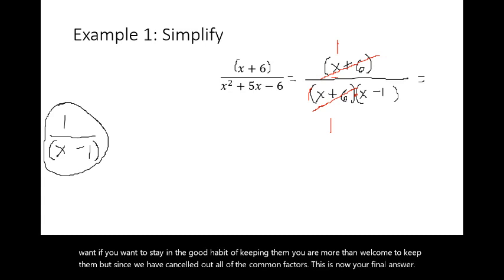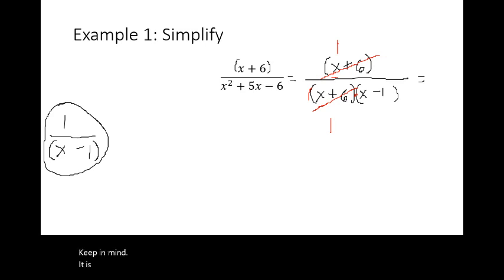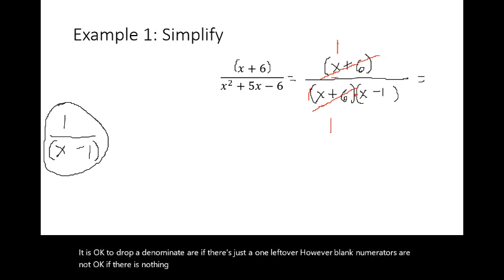Keep in mind, it is okay to drop a denominator if there's just a 1 left over. However, blank numerators are not okay. If there is nothing left in the numerator, there is a 1 in the numerator.